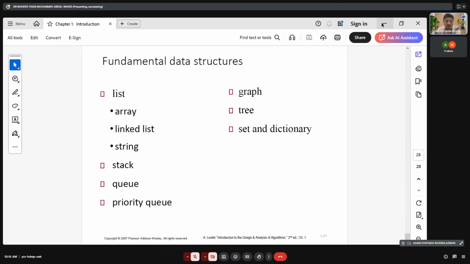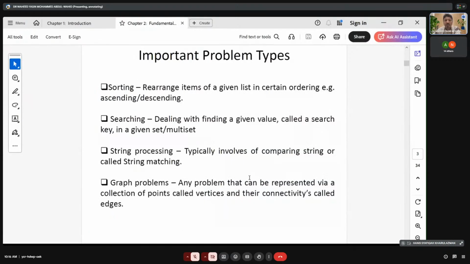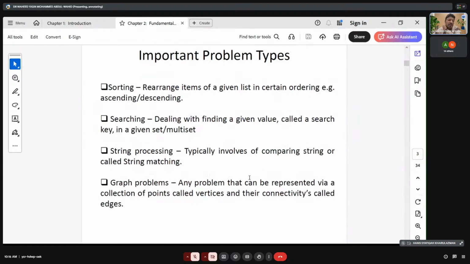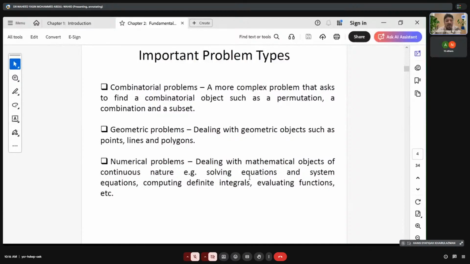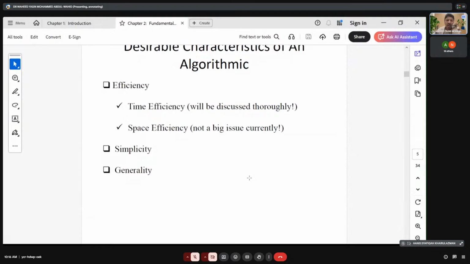So then we move to chapter 2. In chapter 2, we study fundamentals of algorithms. Here: sorting, searching, graph problems. Here, combinatorial problems like permutation and combination, geometric problems, and numerical problems, or graphs and points.